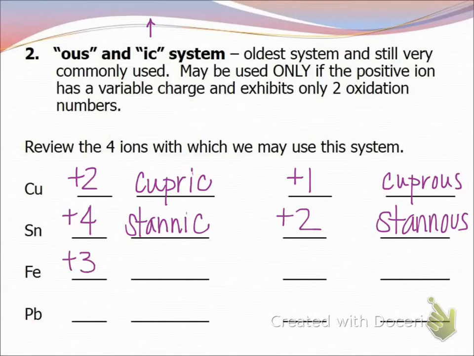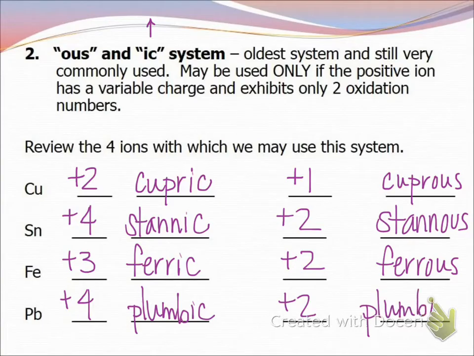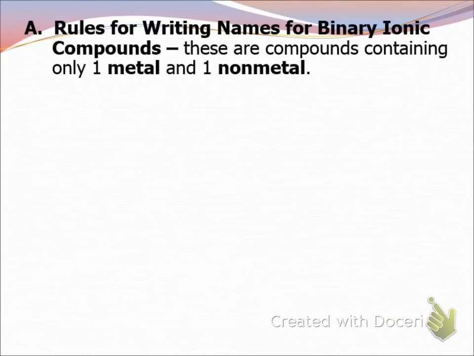Iron can be a +3 or a +2. So we have ferric, from the Latin word ferrum, and ferrous. And then lead can be a +4, and we call that plumbic, or a +2, which is plumbous. And we saw that on one of the earlier slides, and I said skip it for now because we hadn't done this yet. Okay?